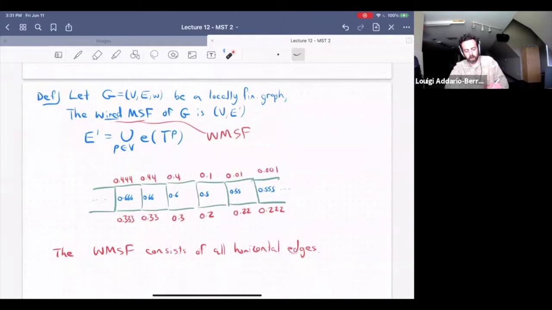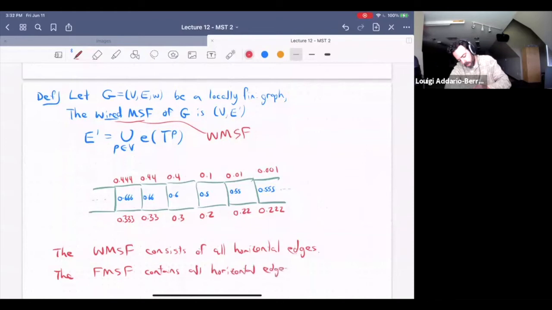So we'll additionally add this edge of weight 0.5 in that case. Okay, so the free minimum spanning forest contains all horizontal edges plus the edge of weight 0.5.